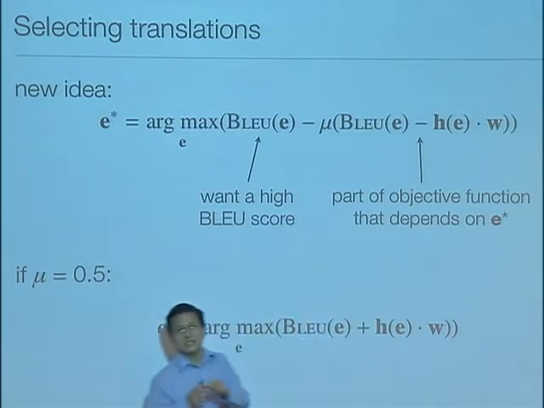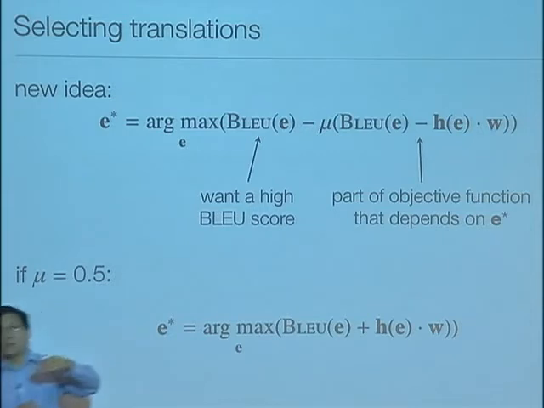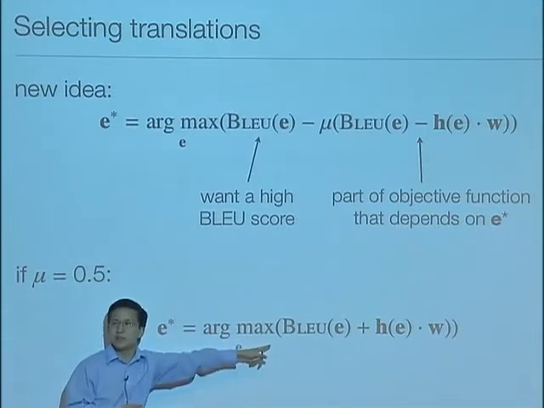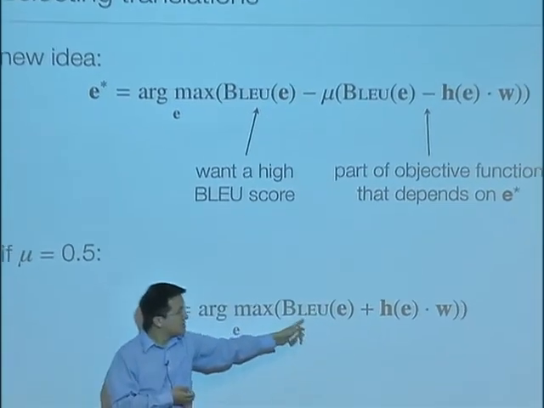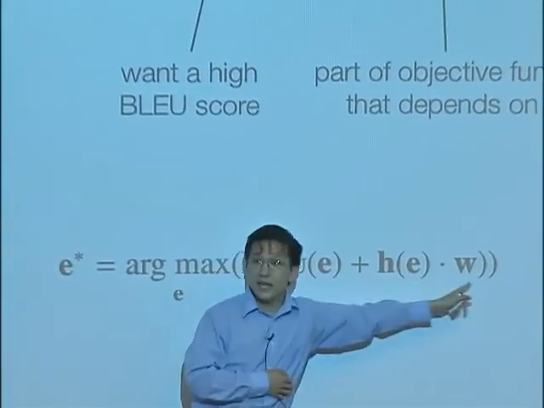Okay, so basically this is saying, yeah, I want a high BLEU translation, but I also want to make life easier for myself. So this mu adjusts how willing I am to go for a lesser translation if that means optimizing the objective function will be easier. I set mu equals 0.5, and that reduces to this, which might be a little more intuitive. That just says I want to choose the E star that has a high BLEU score and has a high model score.